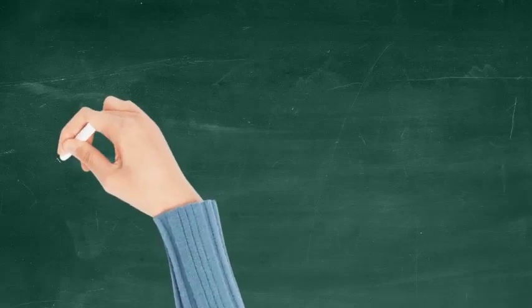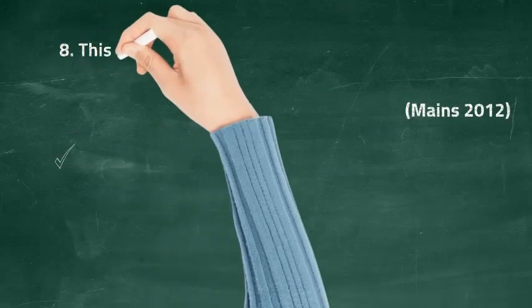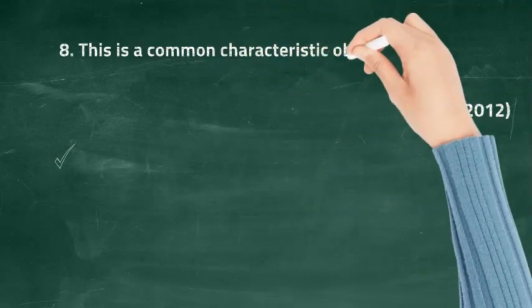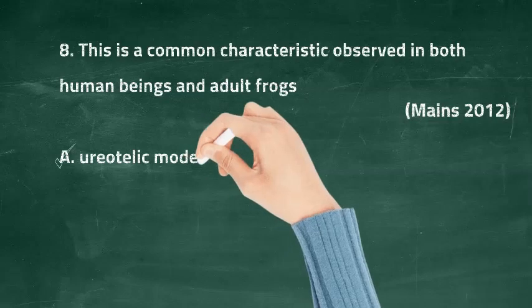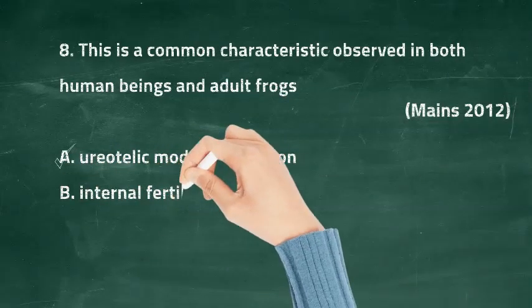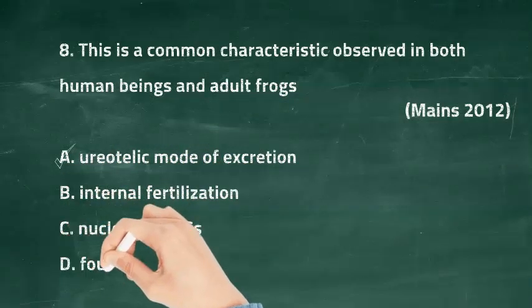Question 8. This is a common characteristic observed in both human beings and adult frogs. Option A is ureotelic mode of excretion, option B is internal fertilization, option C is nucleated RBCs, and option D is four-chambered heart. The right answer is option A, ureotelic mode of excretion.